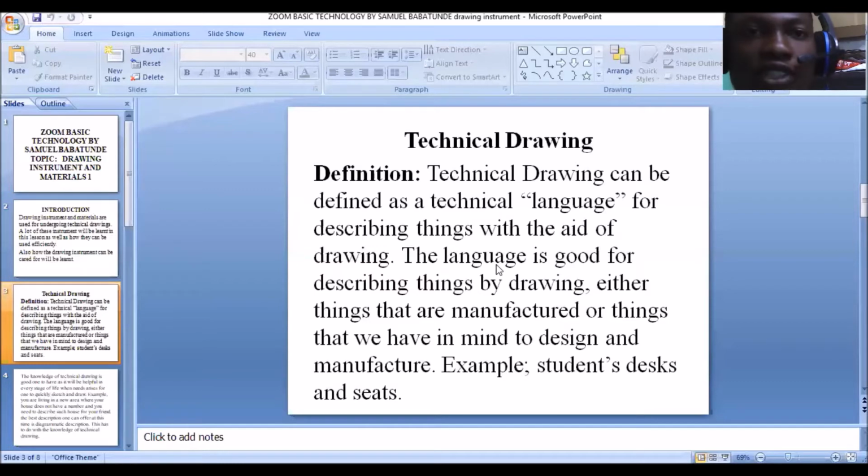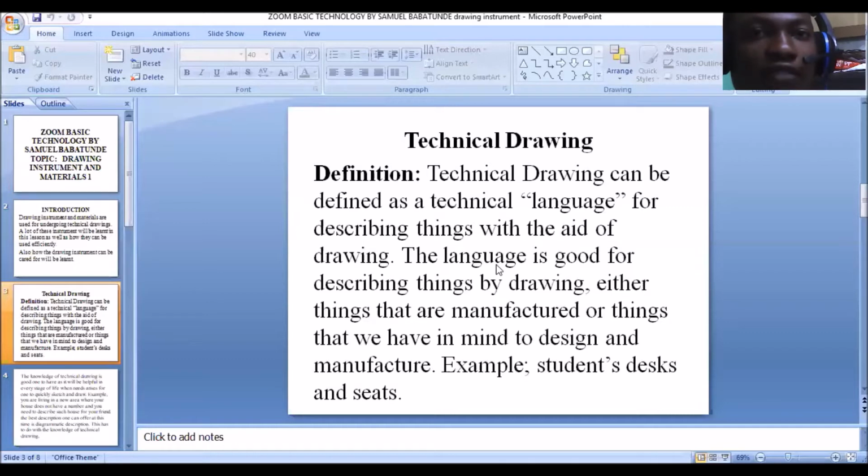We're looking at technical drawing today because we can't discuss the drawing instruments and materials without talking about technical drawing. Without technical drawing, these drawing instruments and materials are useless. So for us to discuss the drawing instruments and materials, we need to look into details what technical drawing really means.